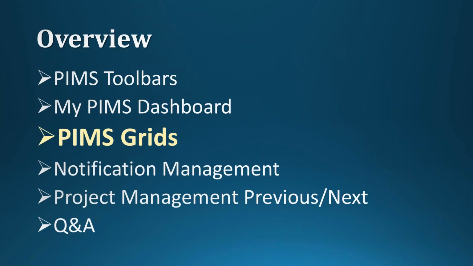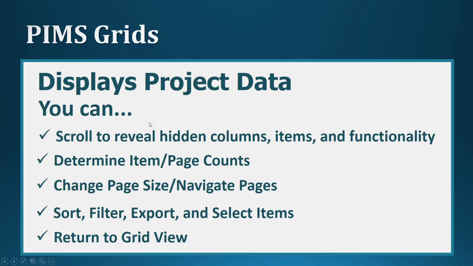PIMS grids lay out your project data. Users can scroll grids to view hidden columns, items, and functionality. They can determine the number of items listed and the total number of pages, as well as change the page size and pages. And the grids allow you to sort, filter, export, and select data.